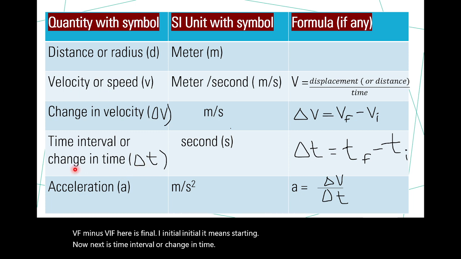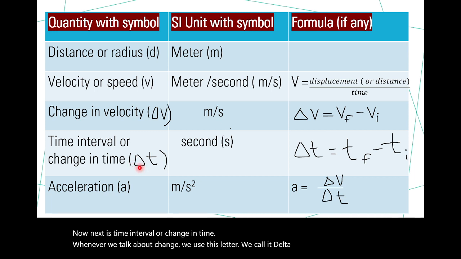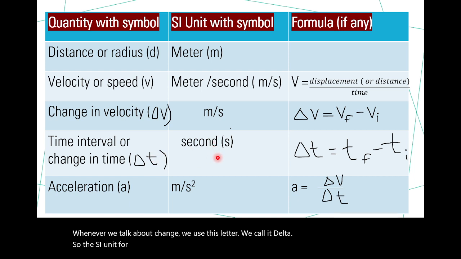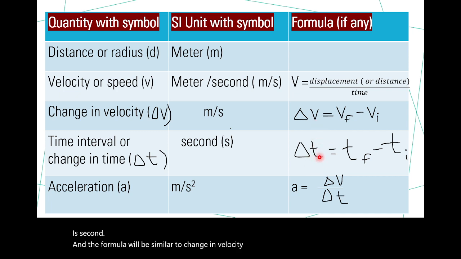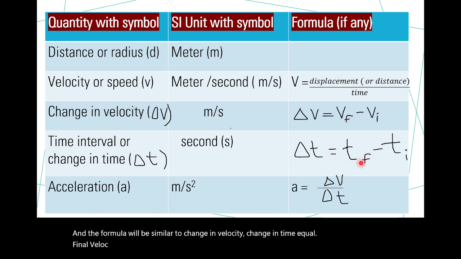Now next is time interval or change in time. Whenever we talk about change, we use this letter, delta. So the SI unit for time, time interval, change in time, or period is second. And the formula, similar to change in velocity, is change in time equals final time minus initial time.